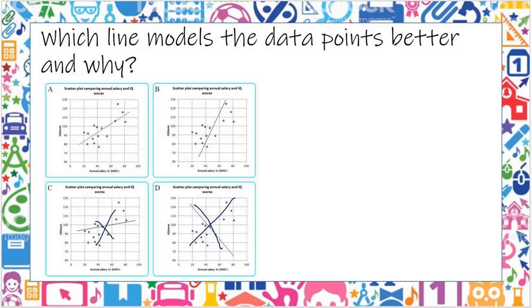I'm going to look and see if I've got an even number of points on either side. So on A, on top of the line, I have 1, 2, 3, 4, 5, 6, 7 points. And on the bottom, I have 1, 2, 3, 4, 5, 6, 7. So A looks like a pretty good line there. Let's look at B. I've got 1, 2, 3, 4, 5, 6, 7, 8, 9, and 1, 2, 3, 4, 5, 6. So 9 to 6 is not a great balance there. So I would say A represents this data the best.